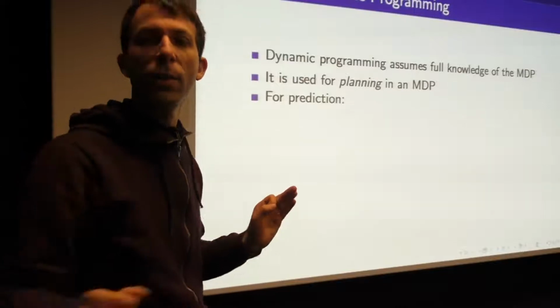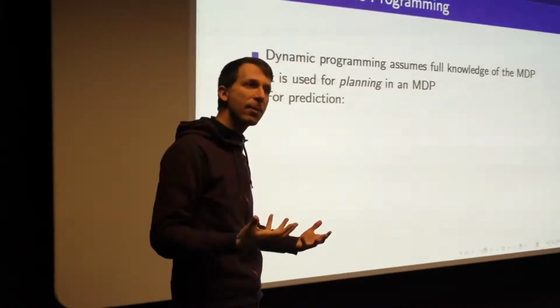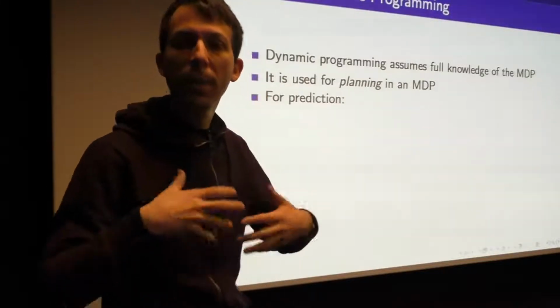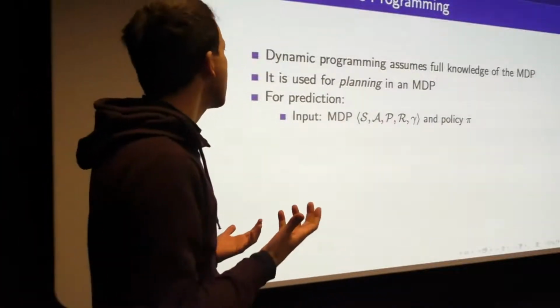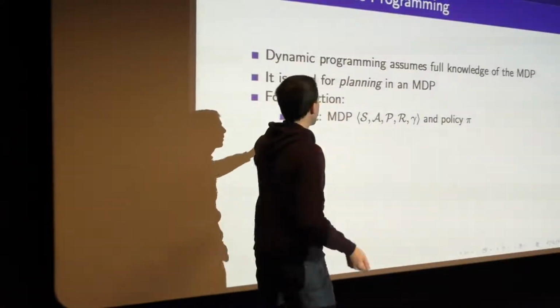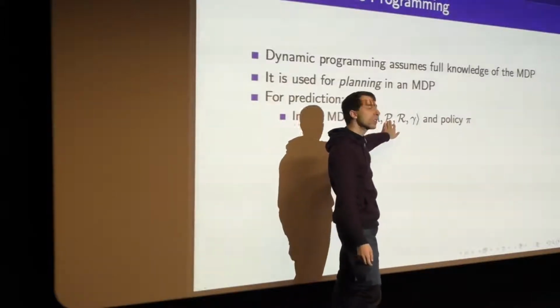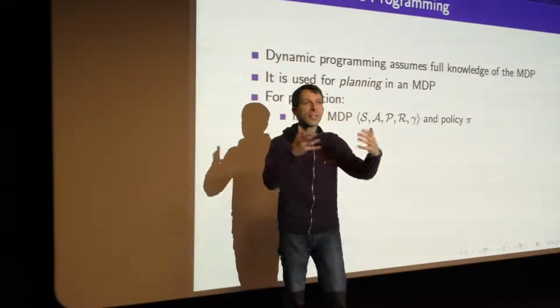And we can solve two special cases of planning in an MDP. Again, this came up in the introduction, this idea of prediction and control. First of all, we can plan to solve the prediction problem. What does that mean? Well, it means that someone tells us an MDP. Remember, an MDP is a state space, an action space, our transition dynamics, our reward function, and a discount factor. It's just our standard MDP.